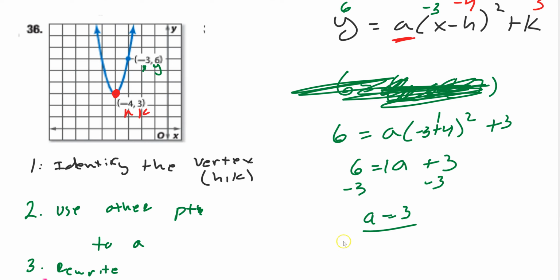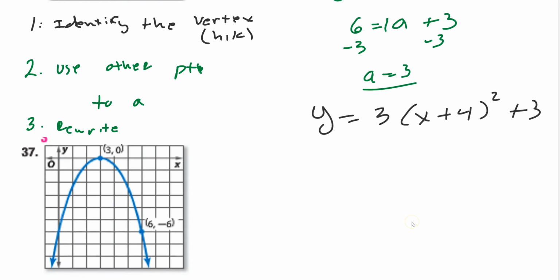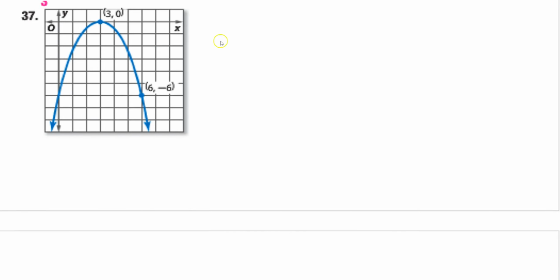So I got to rewrite this. Y equals 3 times x plus 4 squared plus 3. Notice how you always want to leave an x and y in the equation. You always have one of those, but you do want to fill in for h and k. So that's how we do it. Let's do one more to practice, but that's the general idea of how you write an equation.